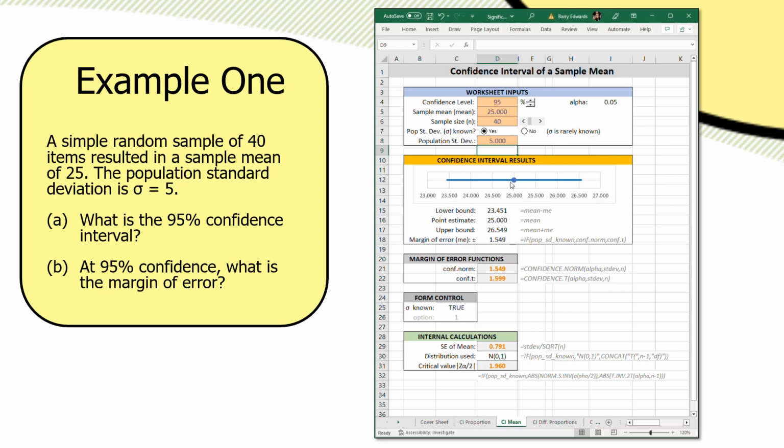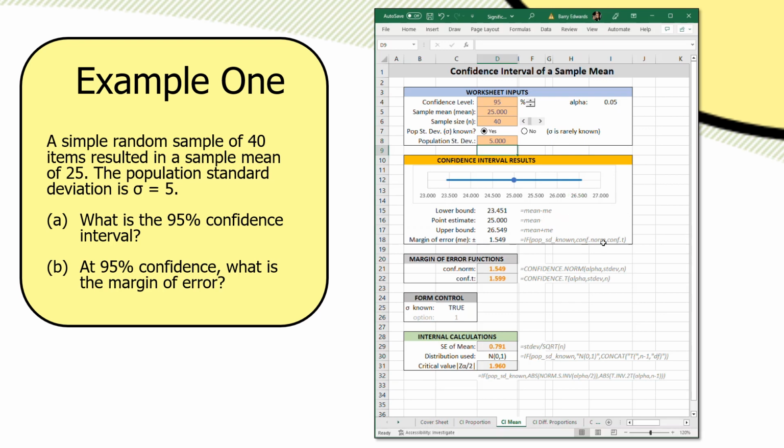What is the 95% confidence interval? Well, we're looking at it here. Centers at 25, and it could be as low as 23.451 or as high as 26.549. So there's our 95% confidence interval.